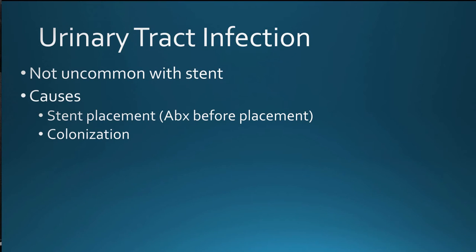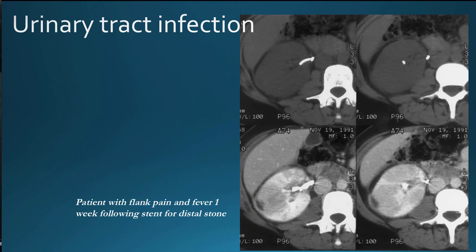Stents are almost all colonized when they're in place, unfortunately, and frequently these patients have persistent pyuria and urinary tract infections. But occasionally these urinary tract infections can become more significant, as in this case, where there's the development of pyelonephritis and a small capsular microabscess.